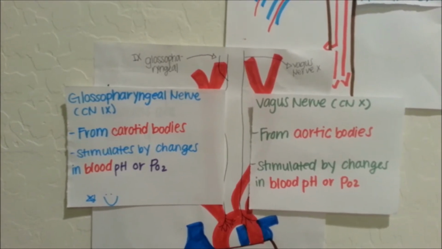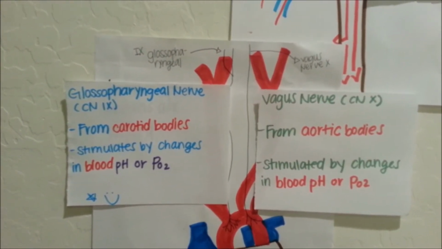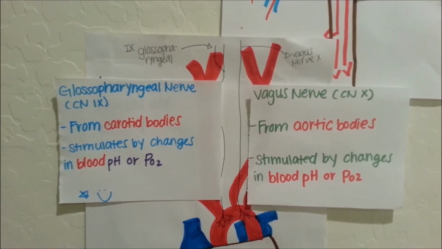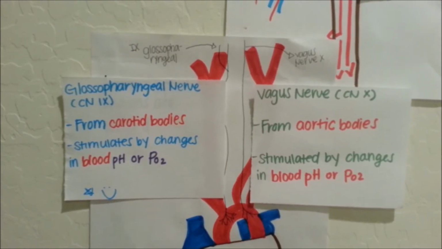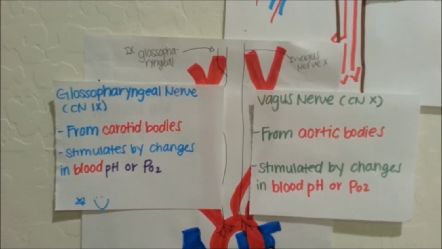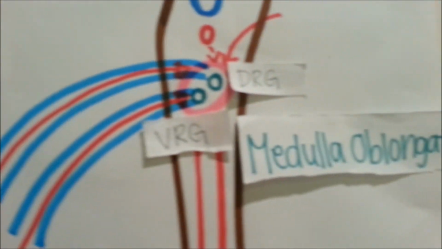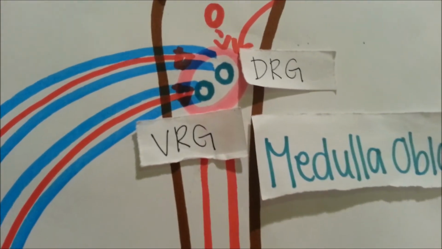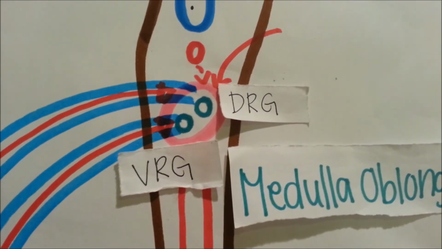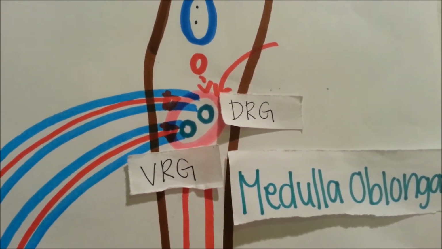The glossopharyngeal nerve comes from the carotid body, and the vagus nerve comes from the aortic bodies. Both are stimulated by changes in blood pH or PO2. Now, the glossopharyngeal nerve will continue up to the medulla oblongata. It will enter into the VRG, ventral respiratory group, and DRG, dorsal respiratory group.